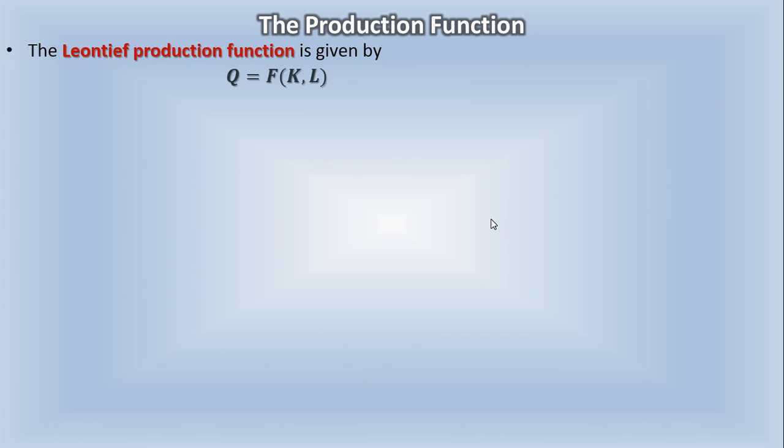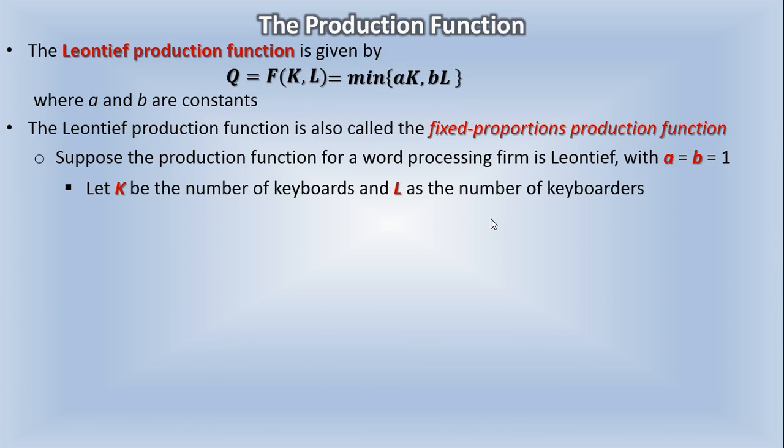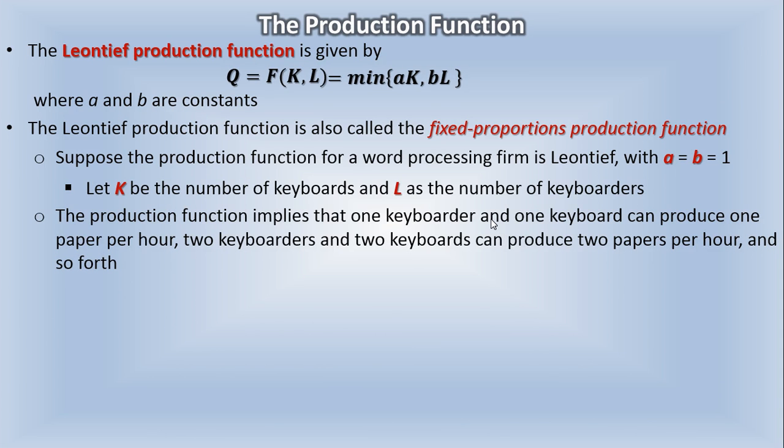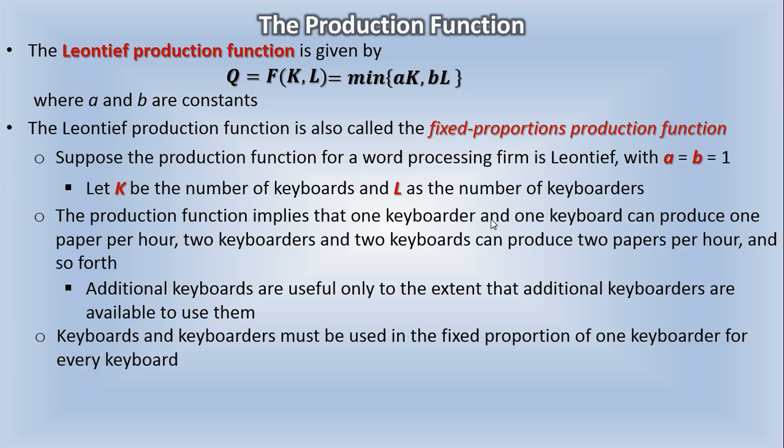So the Leontief production function is given by, again, that. Sorry, I was trying to fix it, and then I didn't delete the bad one. Anyway, additional keyboards are useful only to the extent that additional keyboarders are available to use them. Keyboards and keyboarders must be used in fixed proportions, 1 keyboarder per keyboard.